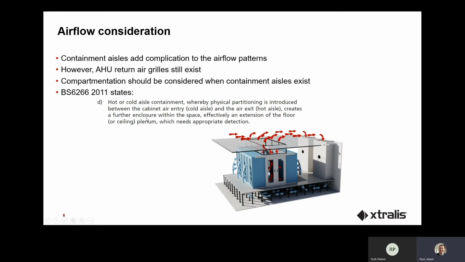And one of the things that this talks about is hot and cold aisle containment, and it's effectively saying that cold aisles should be an extension of floor voids or ceiling plenums. So it's just describing what should happen in an environment where there might be fire detection in the subfloor area, but that fire detection also needs to be in the cold aisle as well. And in this case, the cold aisle is the main body, the main area that the data center is accessed from.